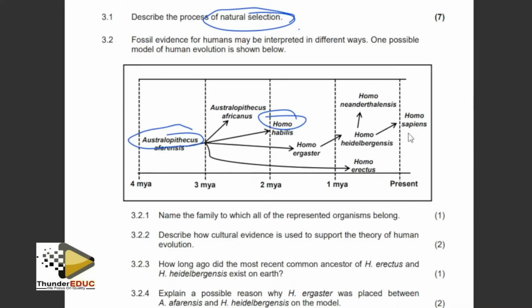To which family do humans belong? Name the family to which all the represented organisms belong. To which family do we belong? We belong to Hominidae. Then they are saying, describe the cultural evidence used as a tool. You see, I explained it. All these tools are other ones.